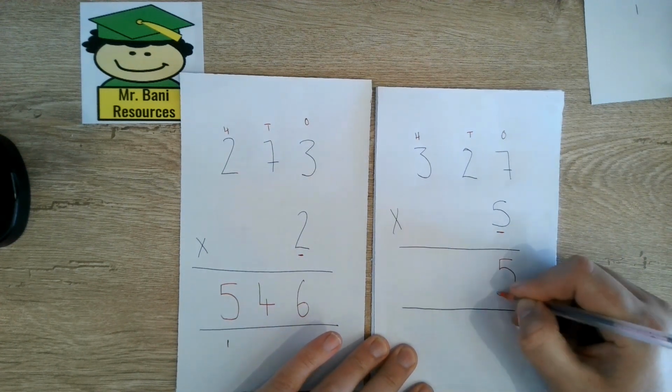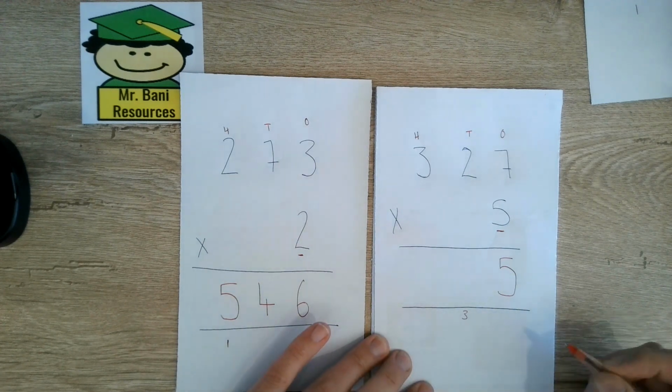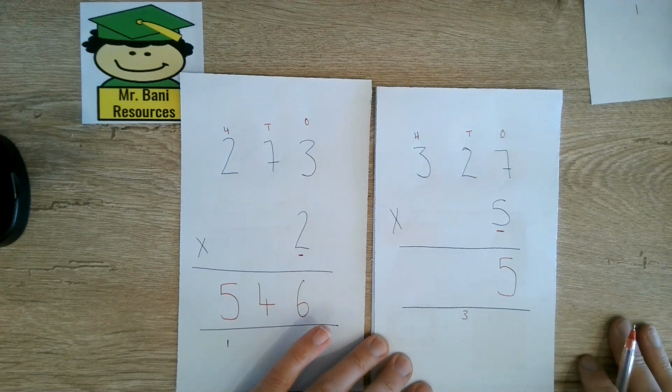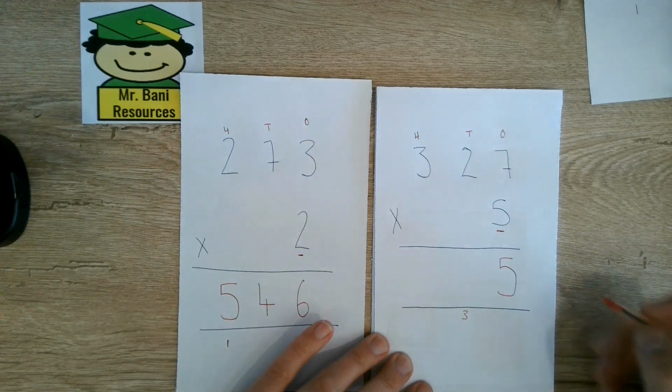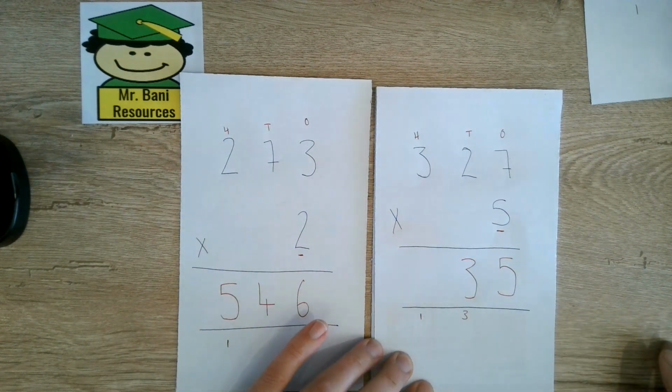35. Well done. So my 5 goes here. And what number goes here? 3. Yay. 3. So next, it's 5 times 2, add 3. What is 5 times 2? 10. 5 times 2 is 10. Add 3? 13. My 3 goes here. And my 1 should go there.